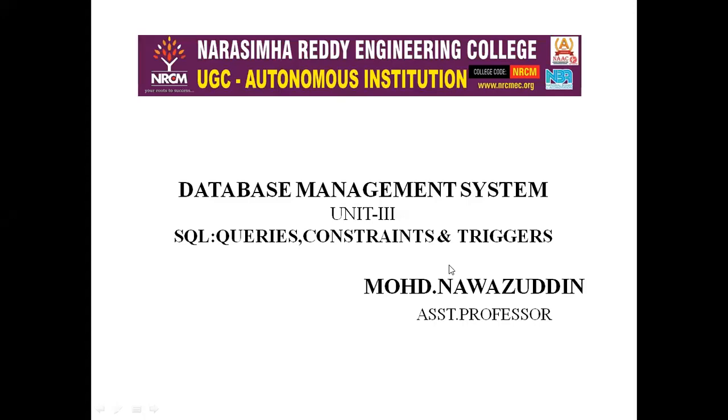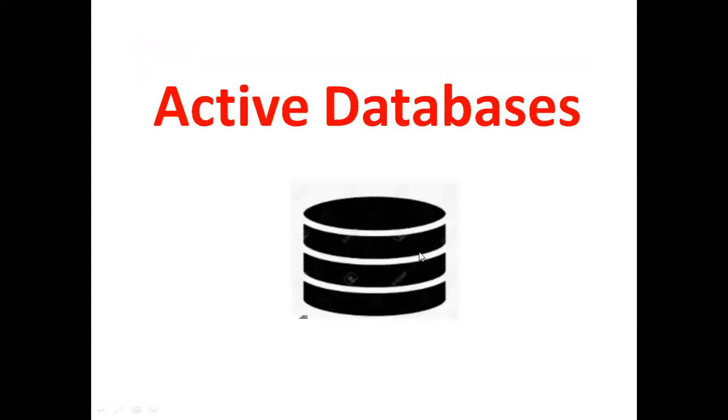In today's lecture, we are going to see our Unit 3 SQL queries, constraints and triggers topic, that is active databases. In the last class we completed the topic of triggers, where we saw only one statement. In databases, if we have some set of triggers, those databases are called active databases. We define some set of rules implicitly in the database, and then that database is called an active database.